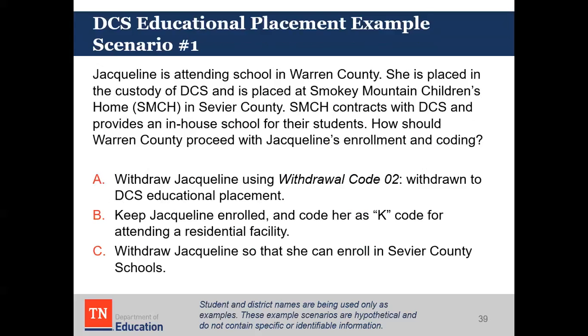Let's walk through an example. Jacqueline is attending school in Warren County. She is placed in the custody of DCS and is placed at Smoky Mountain Children's Home in Sevier County. The Children's Home contracts with DCS and provides an in-house school for their students. How should Warren County proceed with Jacqueline's enrollment and coding? A, withdraw Jacqueline using withdrawal code 02, withdraw into DCS educational placement. B, keep Jacqueline enrolled and code her as K-code for attending a residential facility. Or C, withdraw Jacqueline so that she can enroll in Sevier County schools.